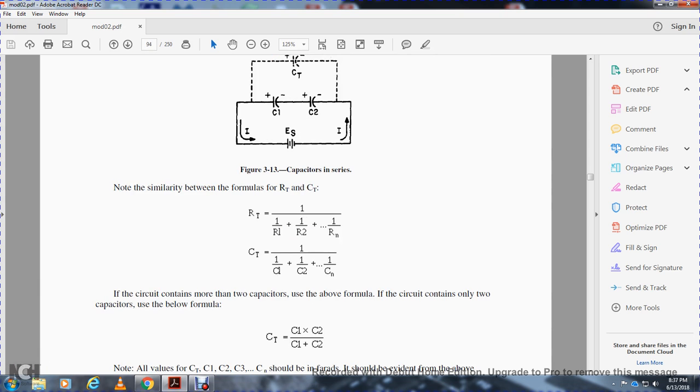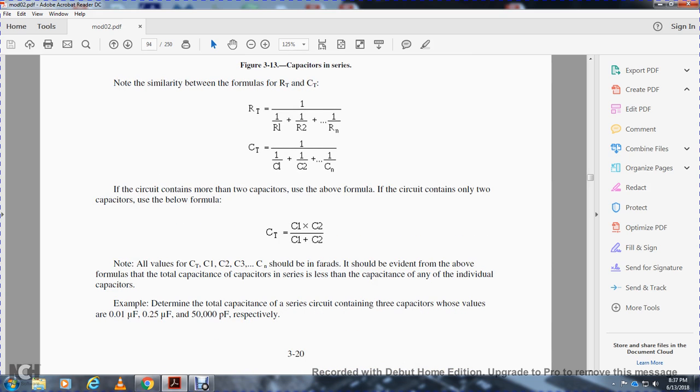For a circuit containing only two capacitors, the total capacitance is C1 times C2 over C1 plus C2. Note that all the values of total capacitance and C1, C2, C3 should be in farads. Using the above formula for total capacitance of capacitors in series, determine the total capacitance in a series circuit containing three capacitors whose values are 100 microfarads, 125 microfarads, and 50 picofarads, respectively.